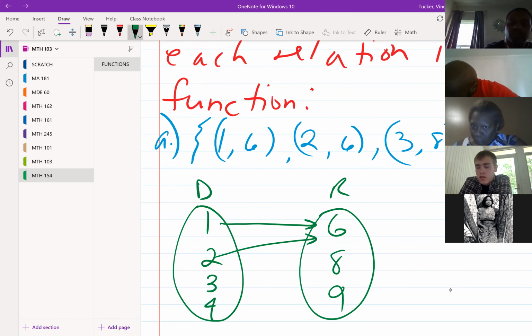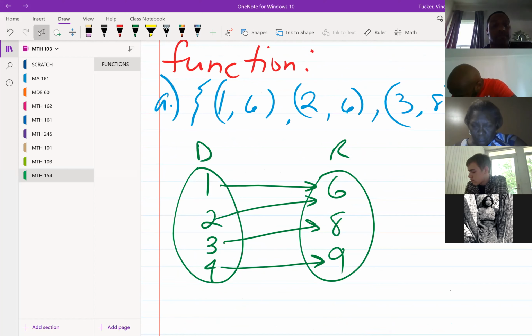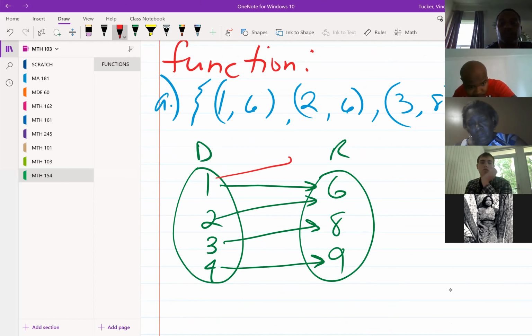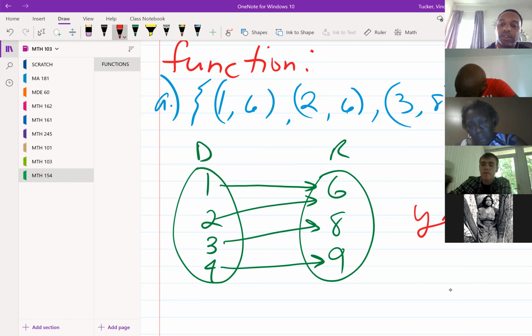So even though 1 goes to 6 and 2 goes to 6, individually they are only going to one element. So it's not like 1 is going to 6 and then it's going to 5. Everybody okay with that? 1 is only going to one element, which is 6, and 2 is going to one element, which is also 6. 3 is going to 8, 4 is going to 9. So they are all going to one element, and as an individual element, they're all going to one in the range. So that makes it a function.